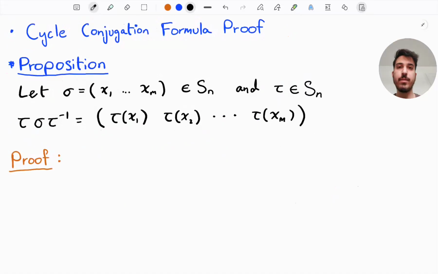Let's get started. The first proposition covers a formula we've already seen and used in lesson 5. The proposition goes as follows. Let sigma be the cycle of x1, x2, all the way to xm, and let tau be another permutation. So we have that the conjugation tau sigma tau inverse is equal to the cycle of tau x1, tau x2, all the way to tau xm. It is as simple as that.